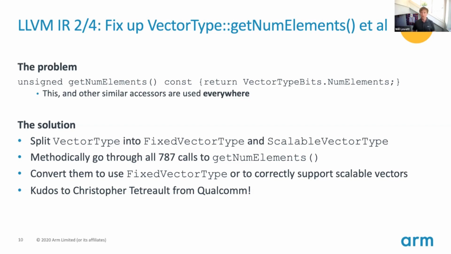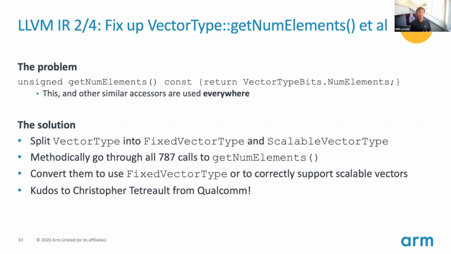So there's a lot of busy work to do there. What we've chosen to do upstream is split vector type into fixed vector type, which doesn't support scalable SVE vectors, and scalable vector type, which does.